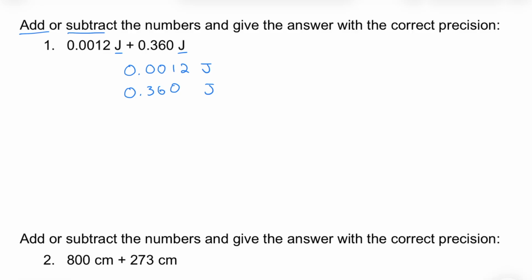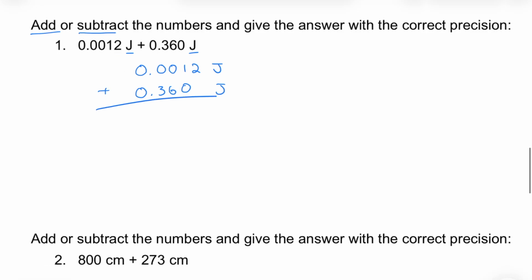And so we got 0.0012 joules plus 0.360 joules. Obviously, if we just plug this into a calculator, or if we did this the slow way, we're down to ten thousandths, we have a 2, and then we have a 1, then we have a 6, 3. So if we add these together, we get 0.3612 joules.